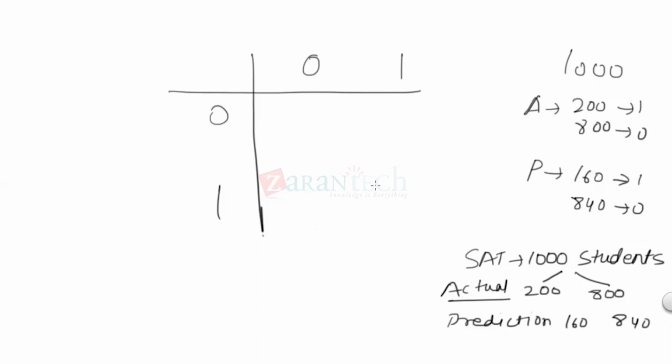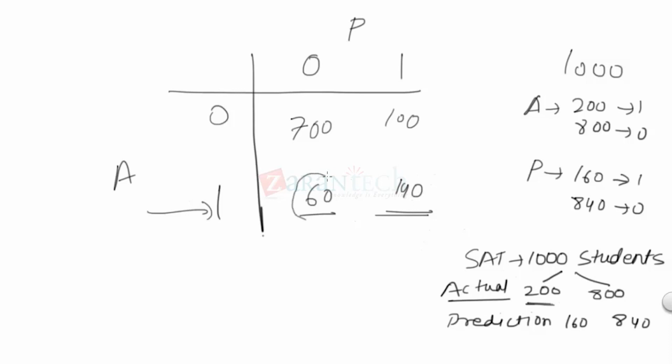So this is my actual and this is my predicted. Actual is 200. Out of this 200, let's say 140 is coming here and 60 is coming here. Then 800 actual, out of which we got 700 and 100. This is how our matrix is. 200 people actually got selected, and we predict 140 of them to be selected, so for 60 we are missing out.